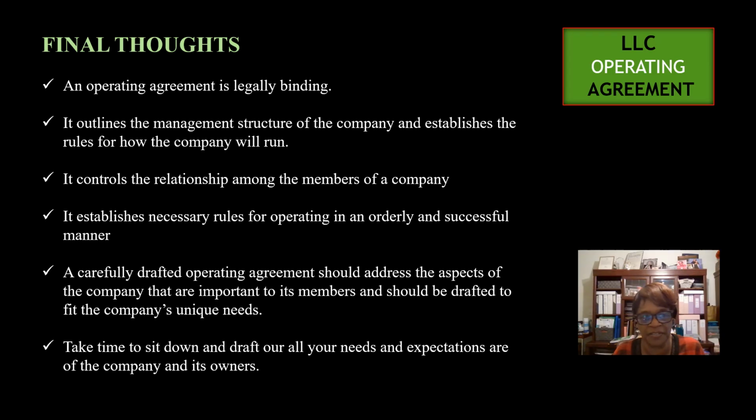And my final thoughts are this. An operating agreement is a legally binding contract. That's what everyone needs to understand. It outlines the management structure of the company and establishes the rules for how the company will be run. It's an internal document, not something for everyone to see on the outside. That would be your articles of incorporation or articles of organization. They're the documents that you can show to the public.